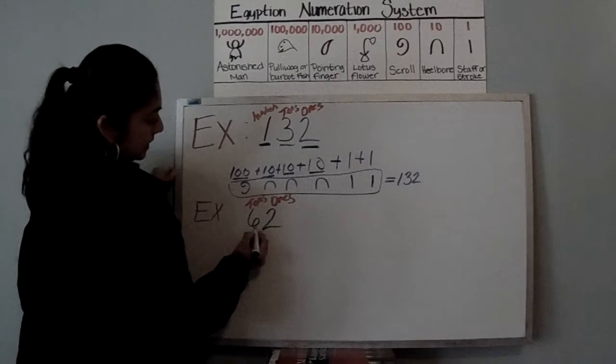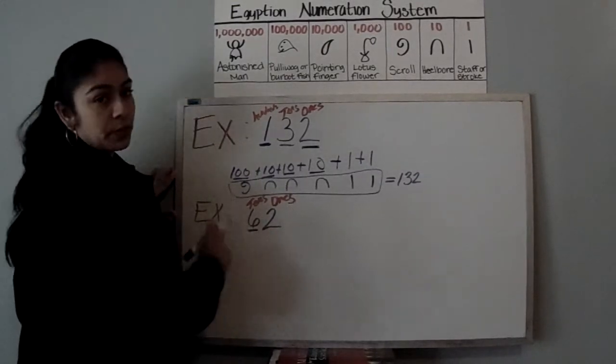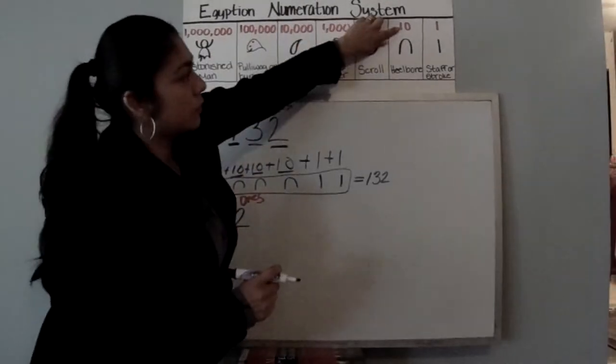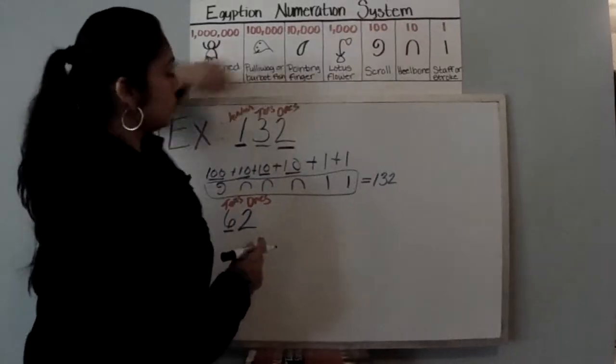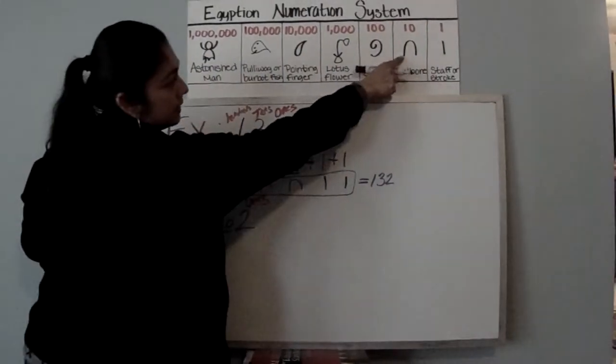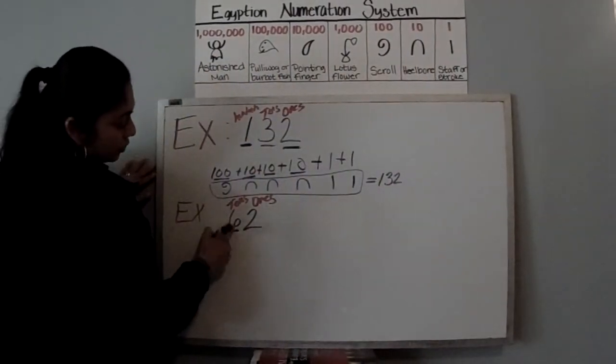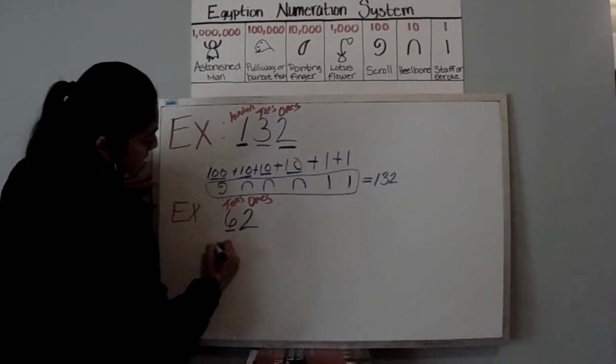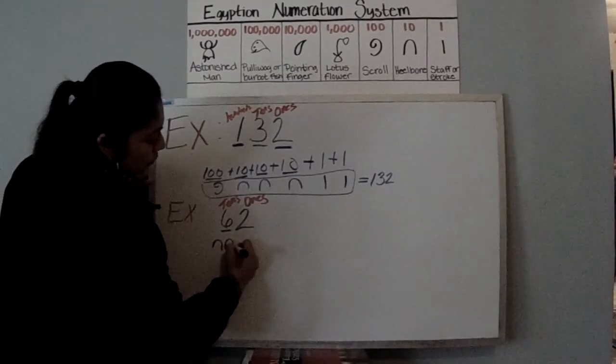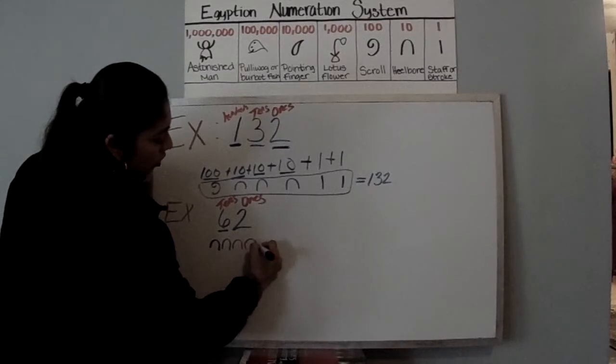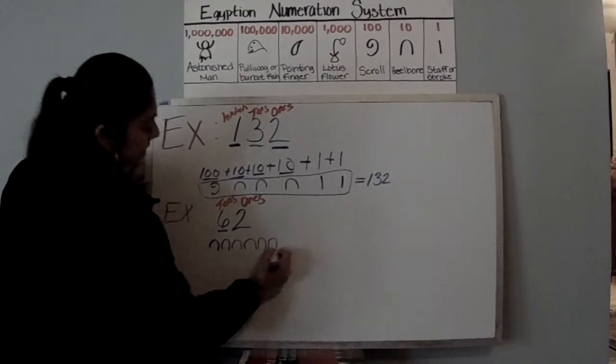So let's use the 6. 6 is in the tens place. Where's the 10? Right here. So you're going to use how many heel bones? Because that's what's under the 10. You're going to use 6 heel bones. So that's 1, 2, 3, 4, 5, 6.